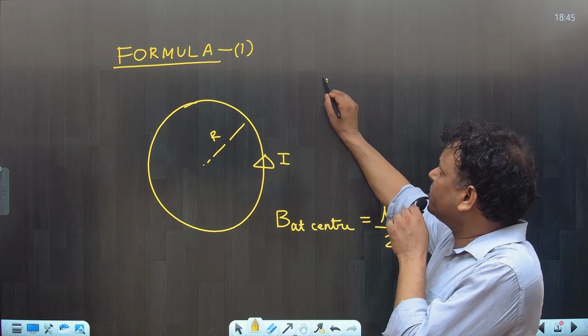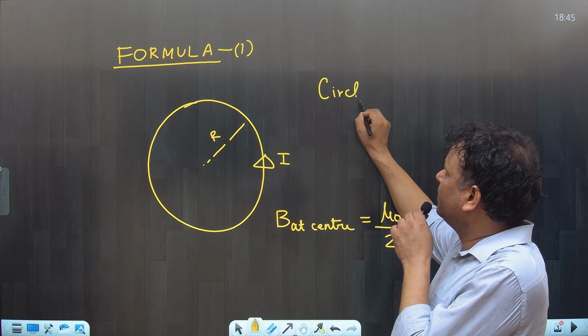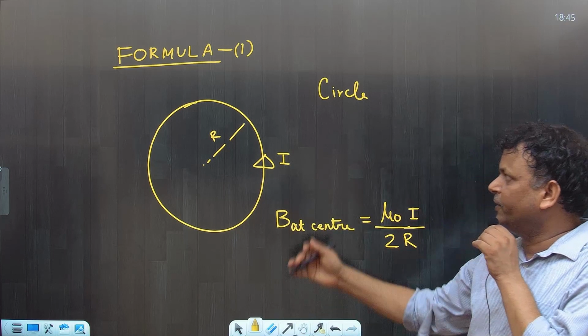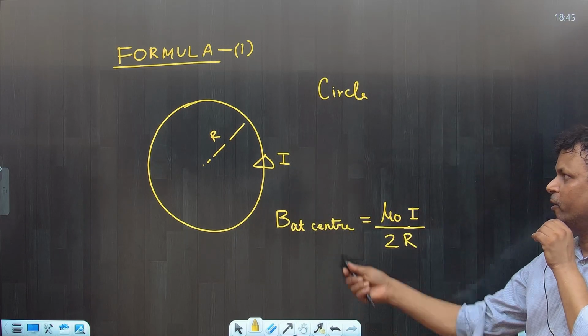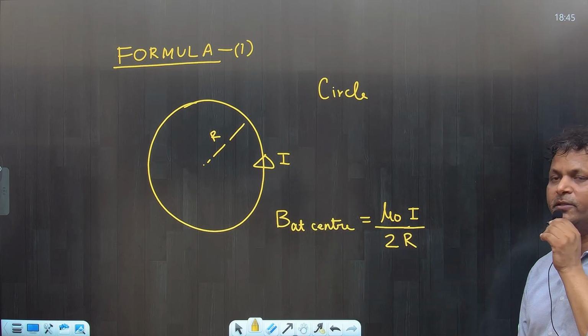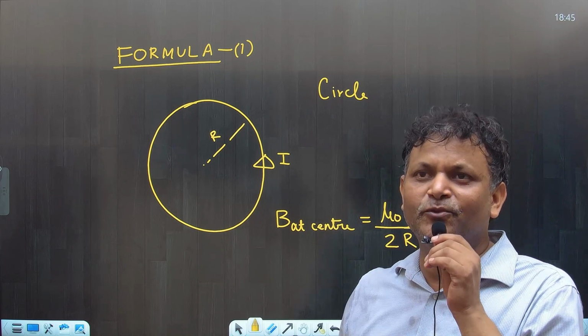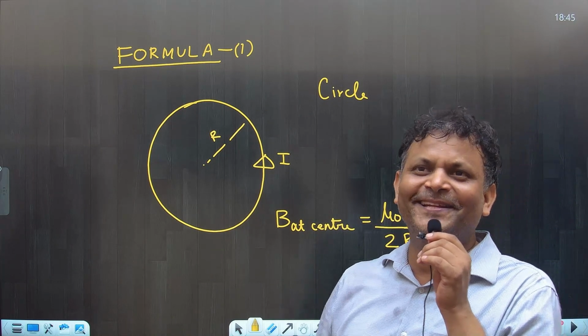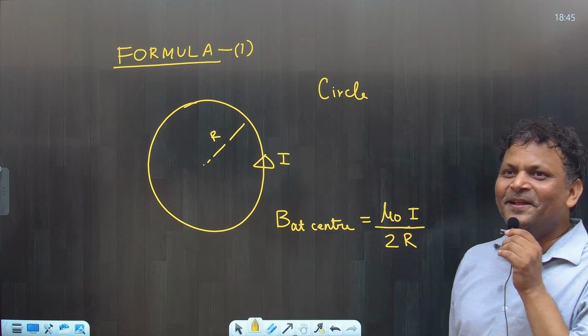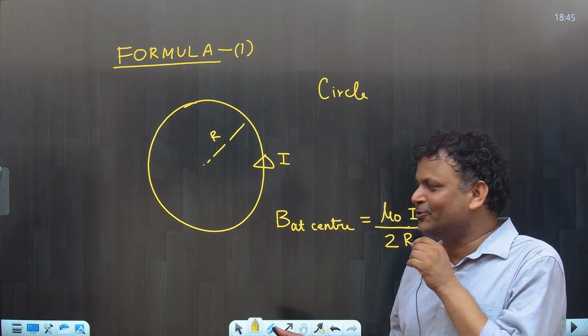There is a circle having current I. Radius of the circle is R. You want to calculate magnetic field at the center. Some students say that there is no battery and there is no resistance, so how can we say that there is current? But actually the battery is not shown here.